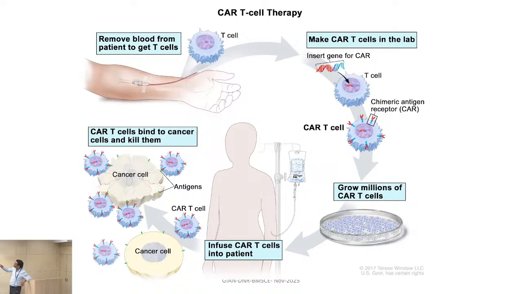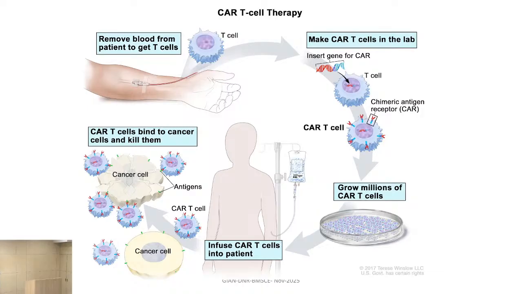So that's what happens. Remove blood from the patient to get T cells, especially killer T cells. Then make CAR T cells in the lab. That means first you insert a gene that recognizes that particular antigen present on the cancer cell. Then put it into the T cell, which becomes a CAR T cell. Grow millions of these cells.